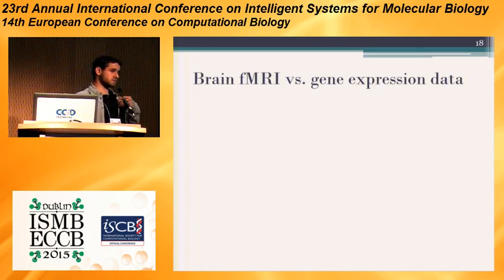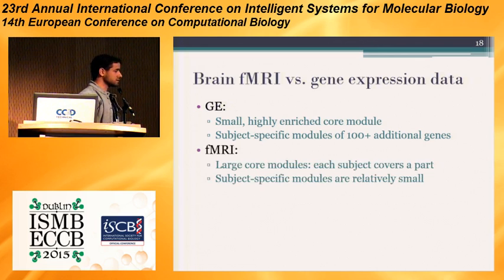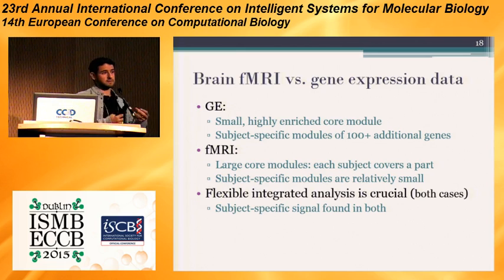So what have we learned by comparing the brain fMRI application to the gene expression? In the gene expression case, we had very small yet highly enriched core modules, and subject-specific information could be substantial. We can have hundreds of additional genes. In the fMRI case, we had a different scenario where we had very large core modules, and each subject covers only a part of it, and the subject-specific information is relatively small, although we have some of it. In any case, in both situations, you really need this flexible definition of modules in order to find the complete picture of the data.